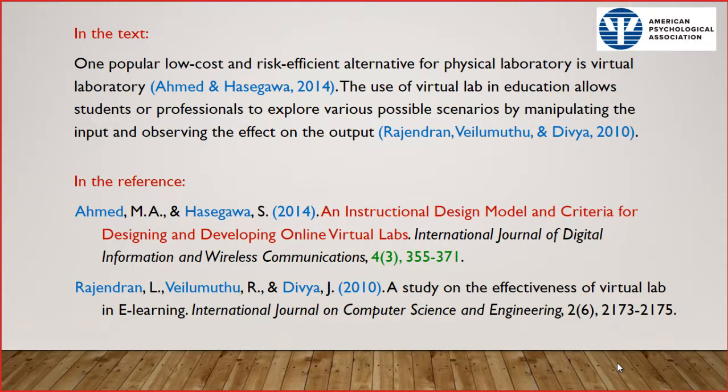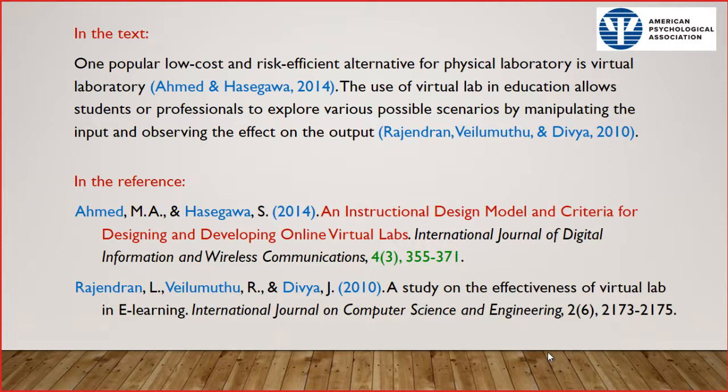You will notice here that in the blue, there is a mapping. You have Ahmed and Hasegawa in the reference, and also in the text, Ahmed Hasegawa, the blue one. And we have the year, 2014. Similarly, you will find the second one, Rajendran, Velumutu, and Divya. So you can see the mapping from the text to the reference, and you have the year.